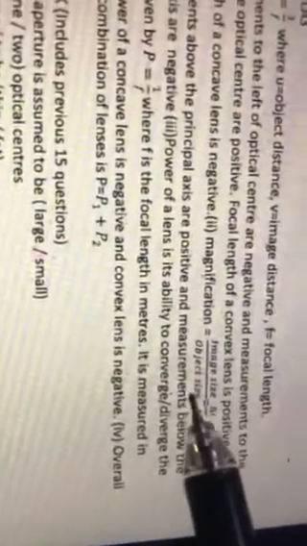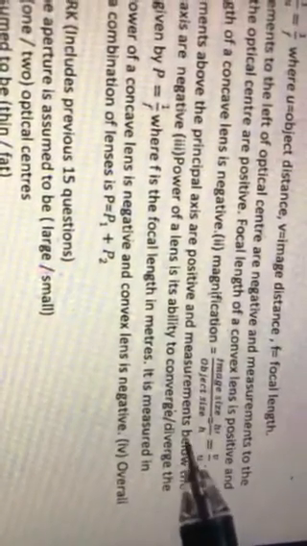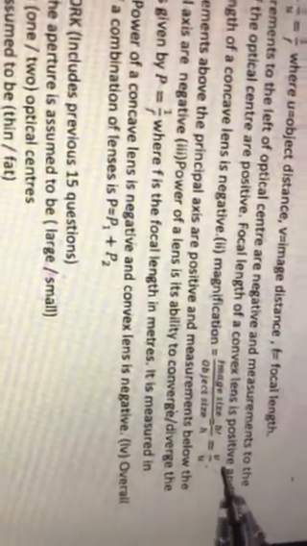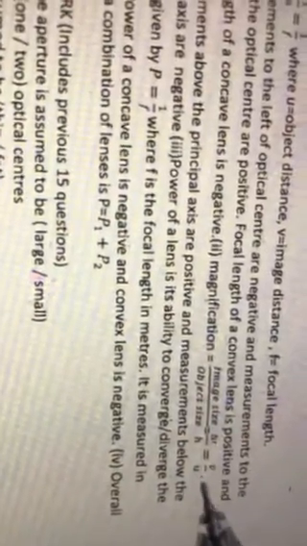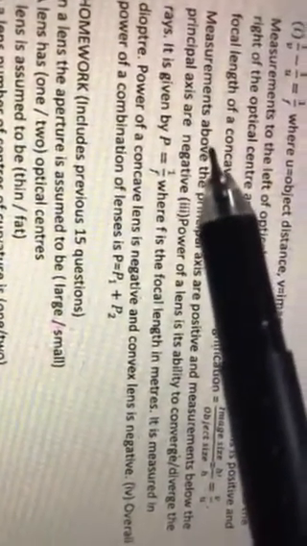Magnification is the ratio of image size by object size. So let's say image size is h dash, object size is h. So magnification is given by V by U. This is the formula for magnification. Now you have to remember the object and the image will be either above or below the principal axis. So measurements above the principal axis are positive and measurements below the principal axis are negative, right?